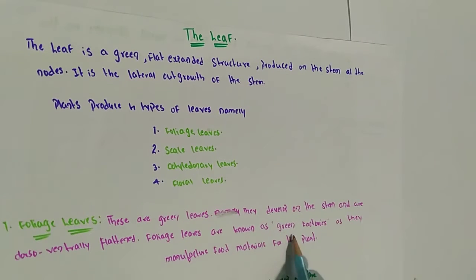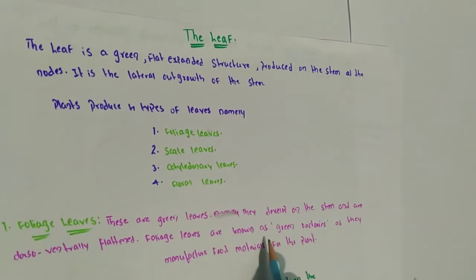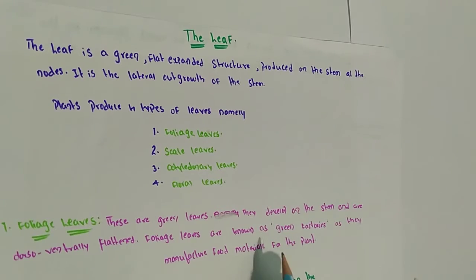Foliage leaves are known as green factories. These leaves are called green factories because they manufacture food materials for the plants.